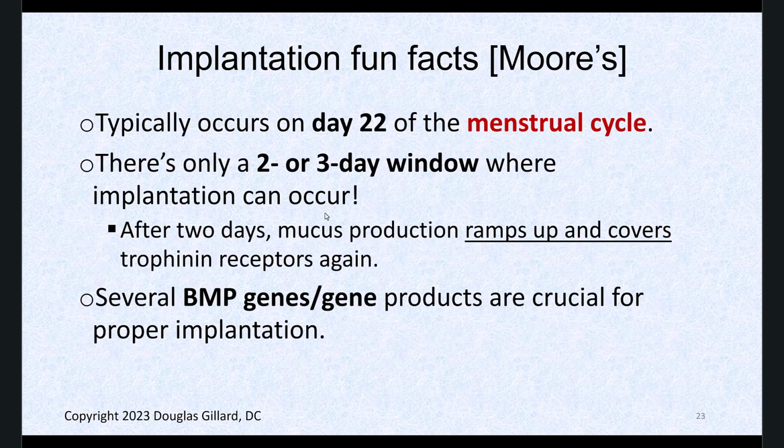Some more fun facts. So typically about day 22 of the menstrual cycle is where this occurs, give or take a few days. And then there's only a 2 to 3 day window where the mucus stays off and implantation can occur. So getting pregnant can be rather difficult. So that's interesting. It doesn't stay off forever. BMP genes are involved in this. I used to talk about that, but that just gets way too far into the weeds. So we don't need to say anything more about that.